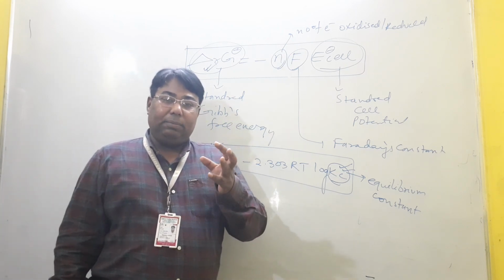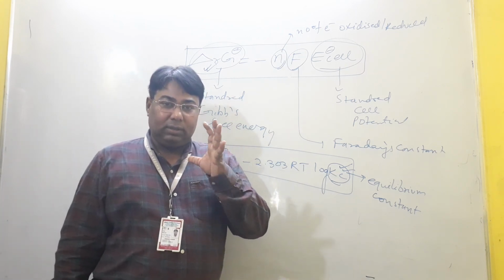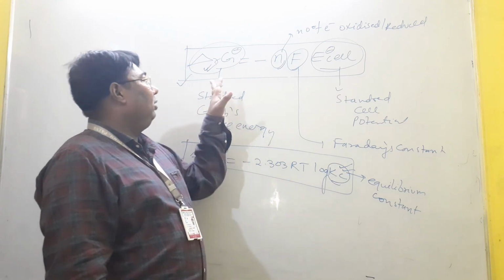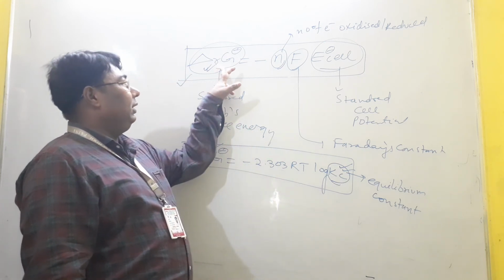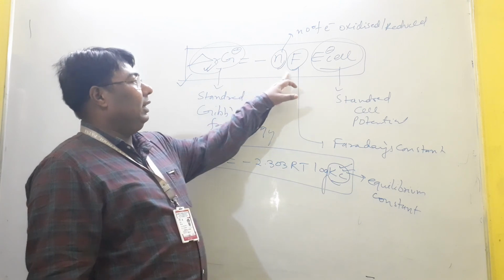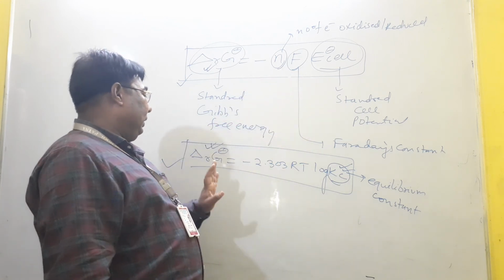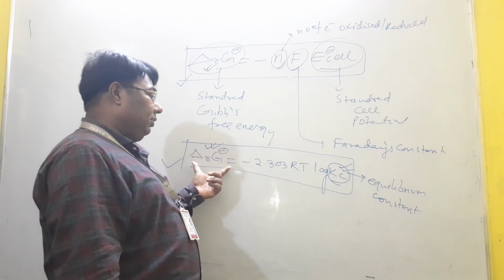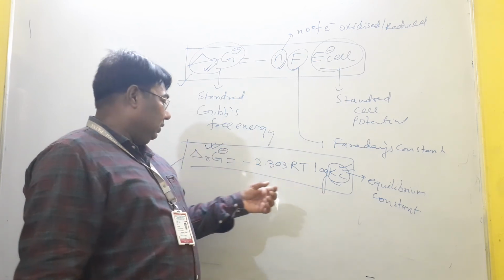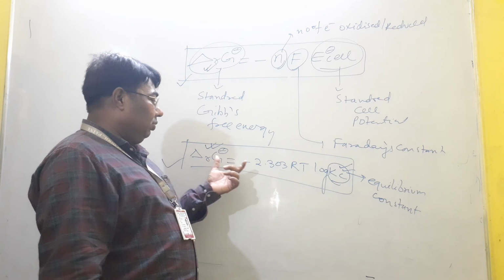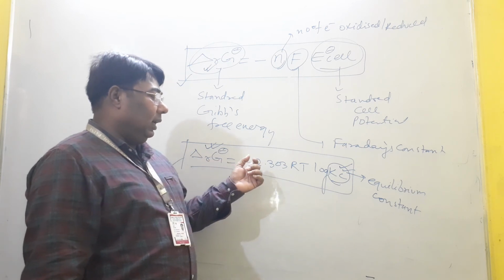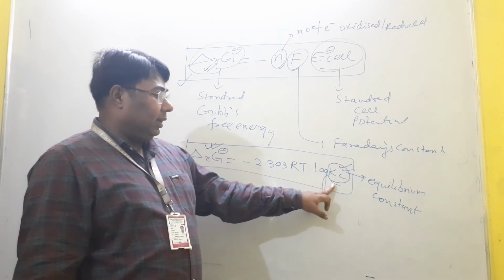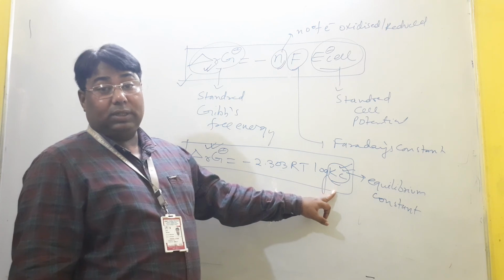Understand? And after computing the value of E naught cell, you can find out the value of Gibbs energy. Gibbs energy is equal to minus nF E naught cell. And another formula of the Gibbs energy, which correlates the Gibbs energy and the equilibrium constant, is del G naught is equal to minus 2.303 RT log Kc. Here Kc is the equilibrium constant. Understand?